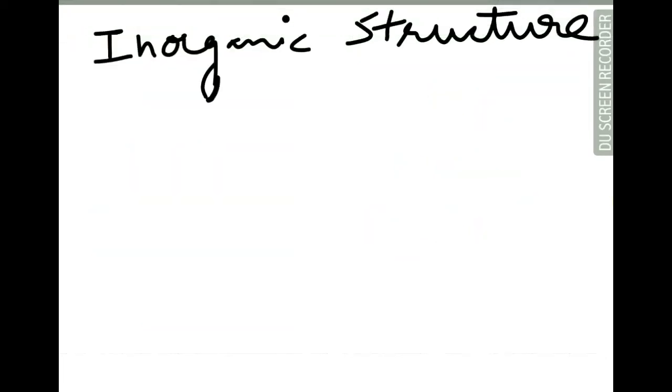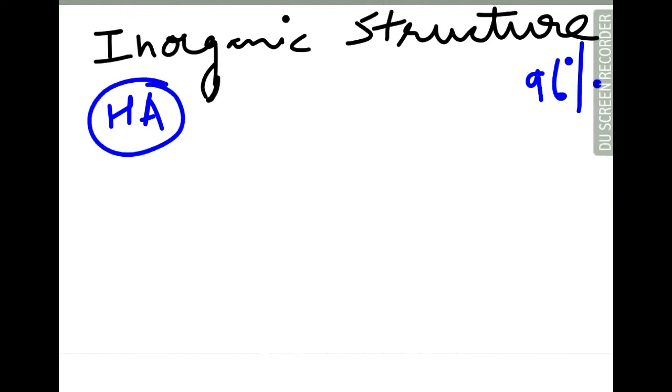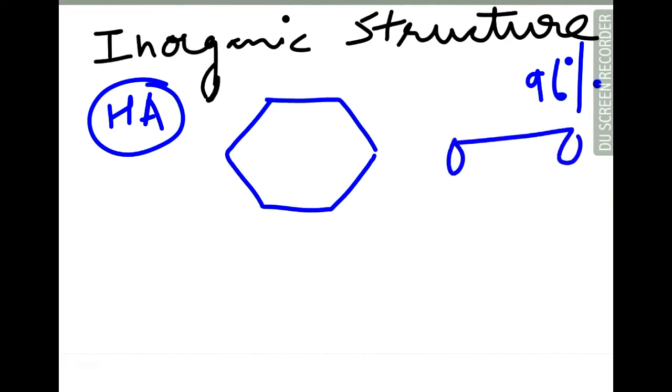Now let's study the inorganic structure of enamel, which is 96%. This 96% inorganic structure is in the form of hydroxyapatite crystals. These hydroxyapatite crystals, when viewed in cross section, are hexagonal in shape. These hydroxyapatite crystals together form the enamel rods.